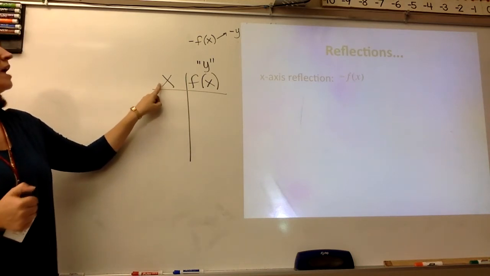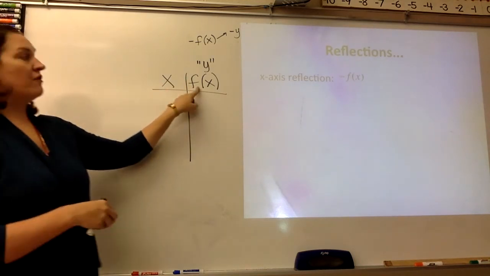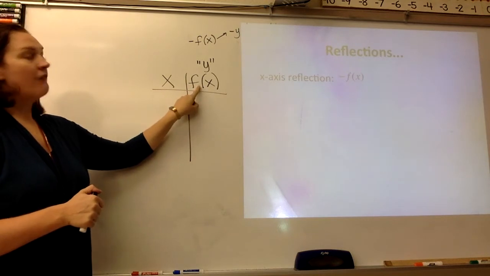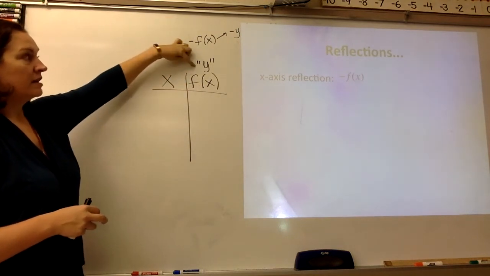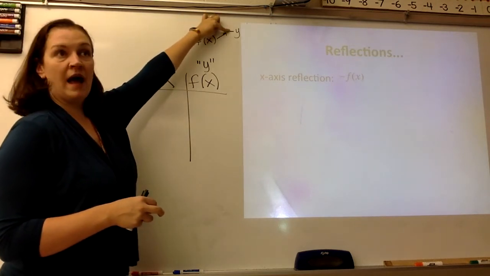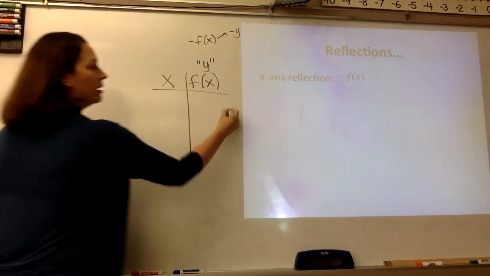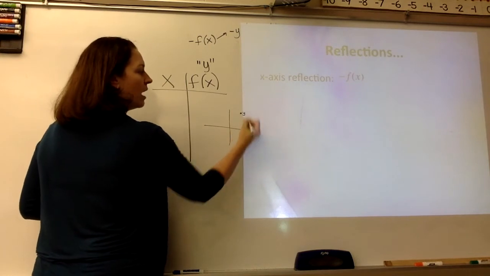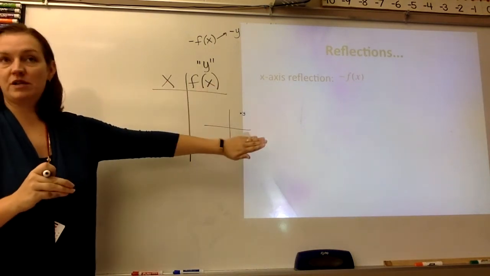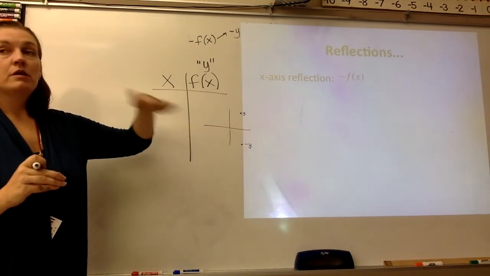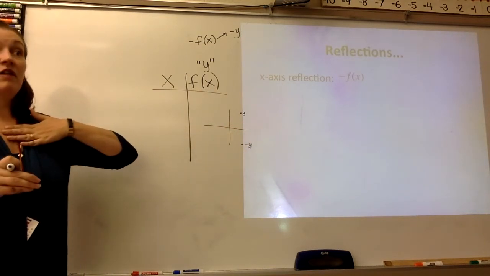Look at your table. X is the first column, f of x is the second column. F of x is short for y. So if I put a negative out front, doesn't that translate to I want negative y? I'm taking a point from whatever it is, positive y, down to negative y. That's the x-axis reflection. Right? Short term for me, I call that the garage door flip.